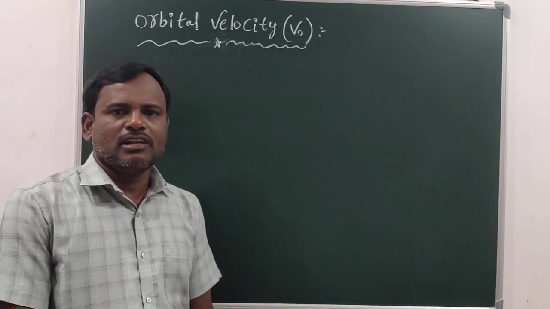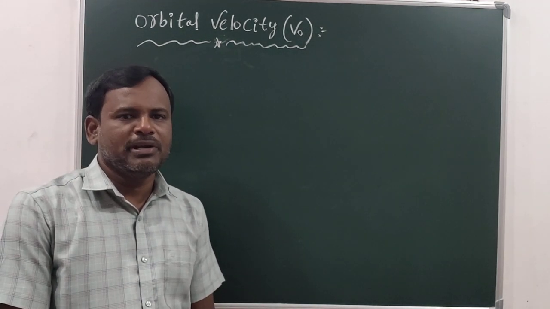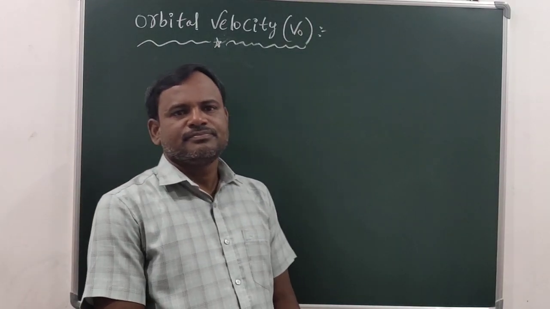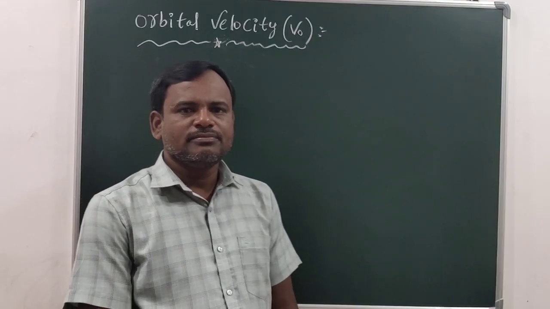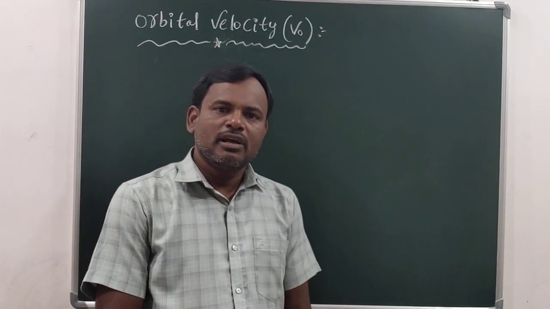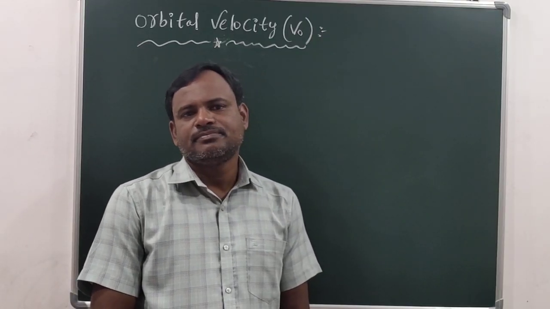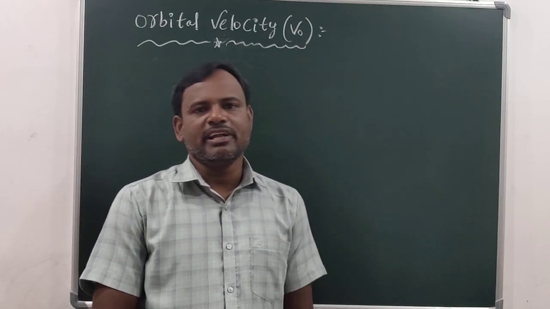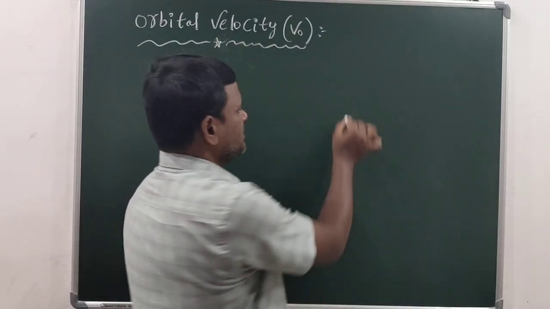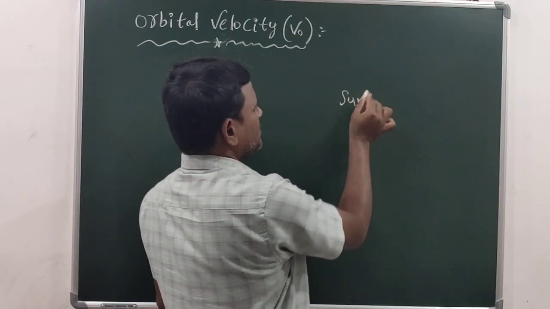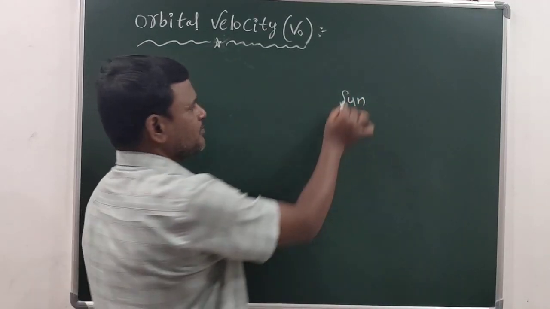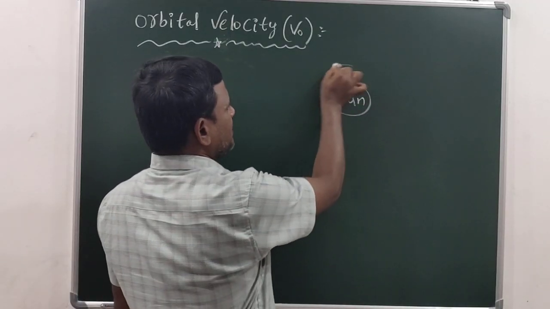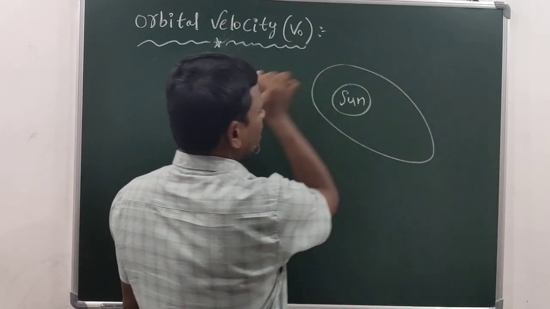In this class, now I am going to explain you orbital velocity. You know students, around the sun, Earth is revolving in elliptical orbits by rotating itself. See here, sun is there. Around the sun, Earth is revolving in elliptical orbit.